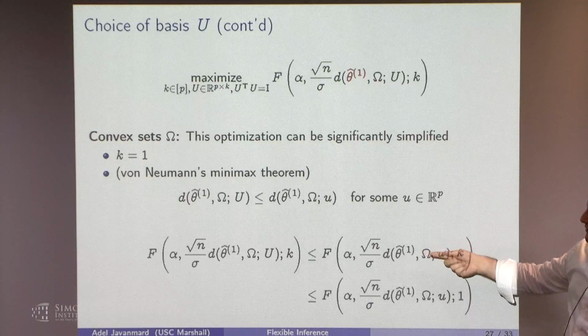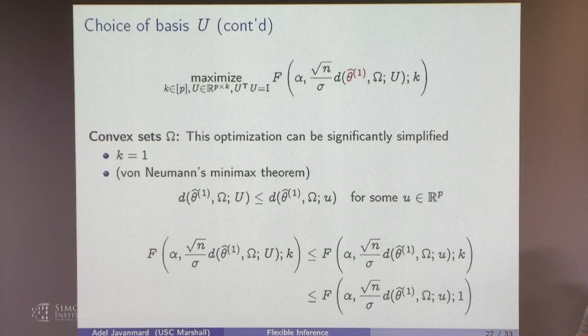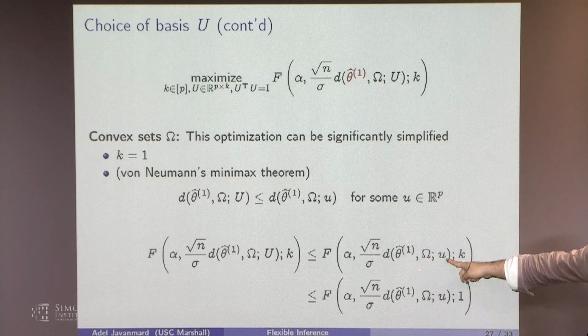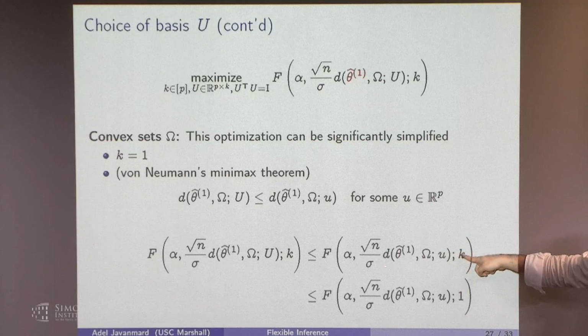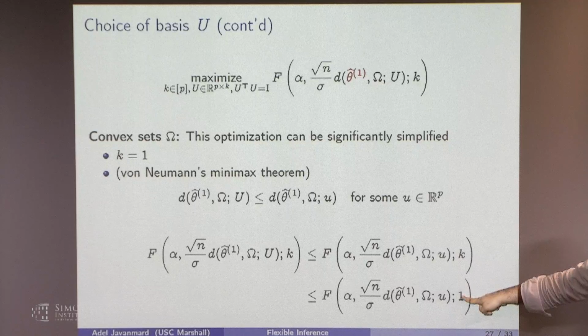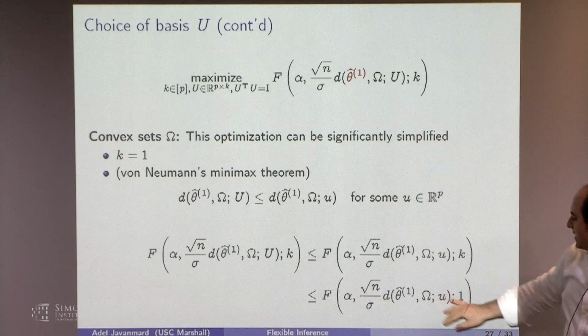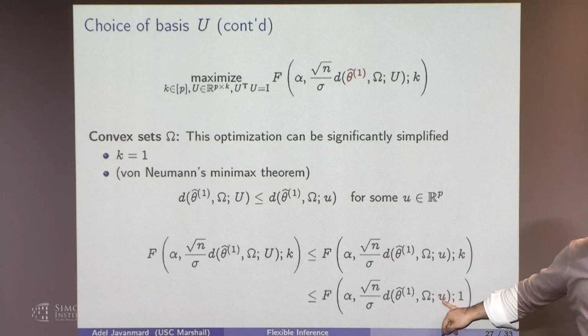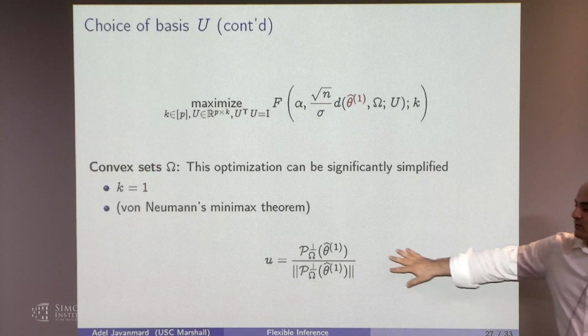Now use the properties of the function f. It was monotone increasing in the second argument, so I replace the second argument with this one, which is bigger. And then I use the second property, that this is decreasing in k, so I replace k with 1. Okay, and I get this one. So I need to optimize this function. So I can assume k is equal to 1, and u is just some vector u. And you can indeed solve this. It has a closed form, and the closed form is given by this one.